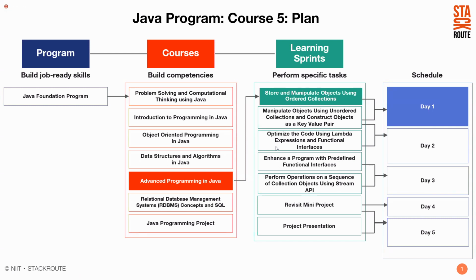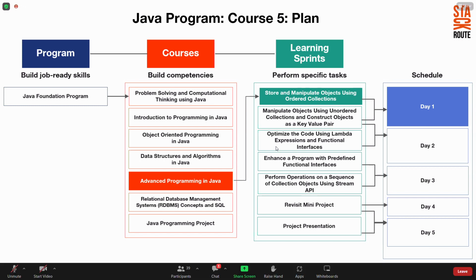So all right, guys, this is all about your course 5. The first 2 topics are related to your collections. The 3rd, 4th, and 5th are related to your Java 8 topics. Again, we will touch on our OOPS. We will revisit the mini project again. After completing the mini project this week, you need to present your project. The first presentation of your project happens next week. So let's start with our day 1.